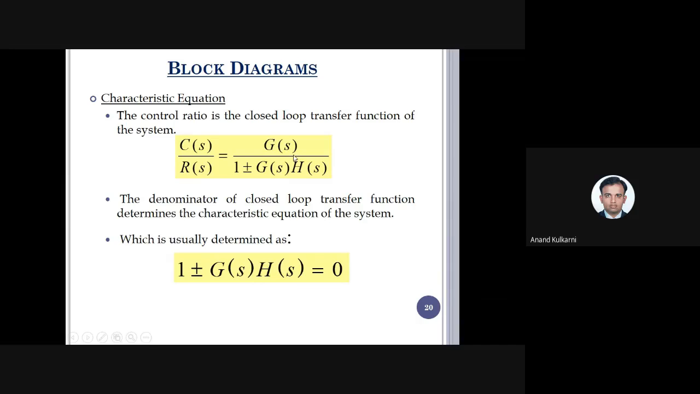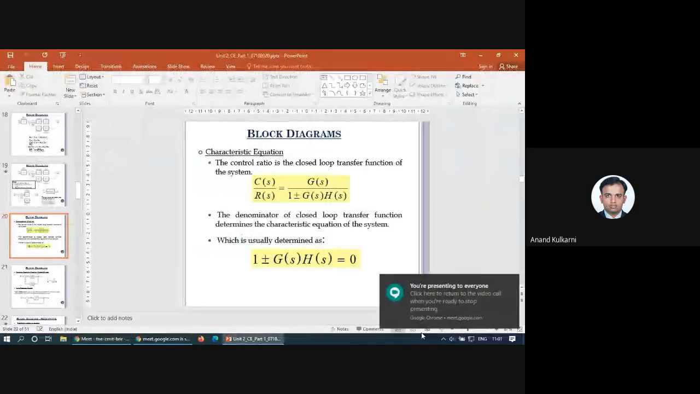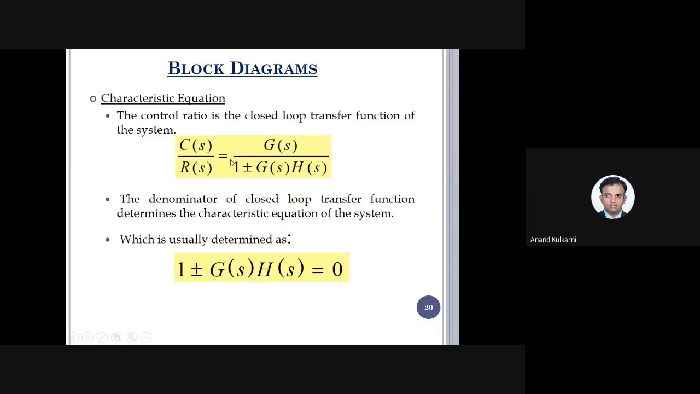Now remember, in this, the denominator, 1 plus or minus G of s into H of s, is called the characteristic equation. Remember this, this is an important concept, not used now, but it will be used later. The denominator 1 plus or minus G of s into H of s equal to 0 is called the characteristic equation of the system. In this unit or the next unit, we'll be using this characteristic equation.